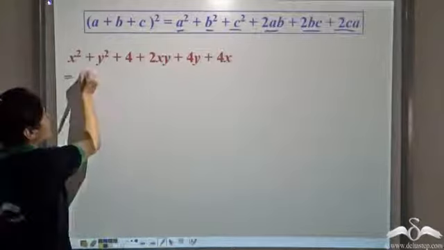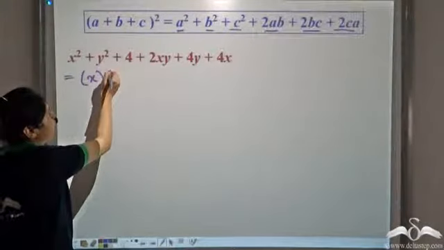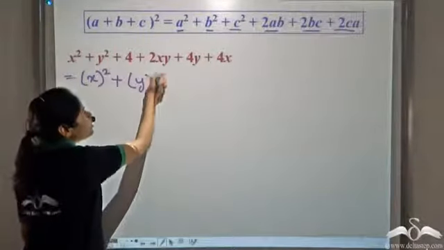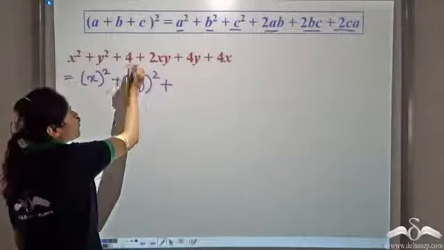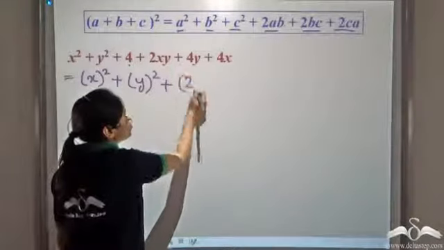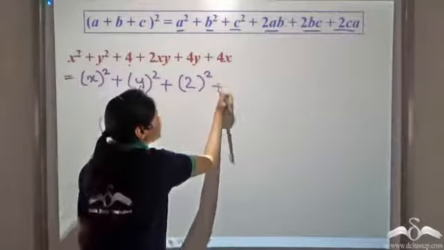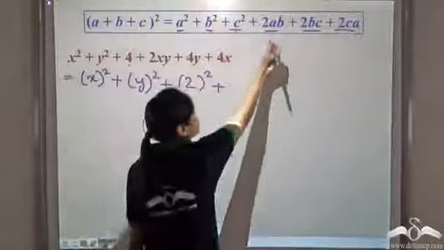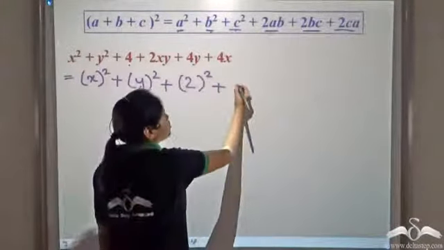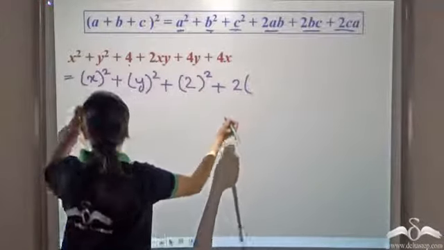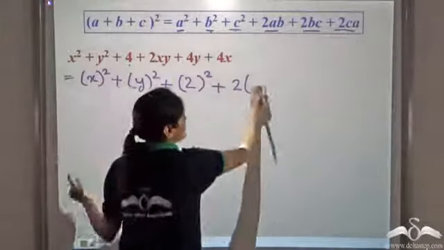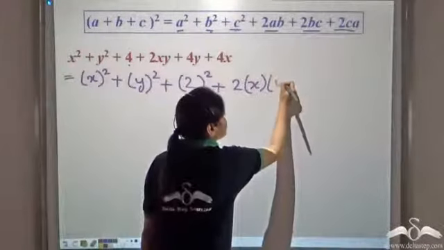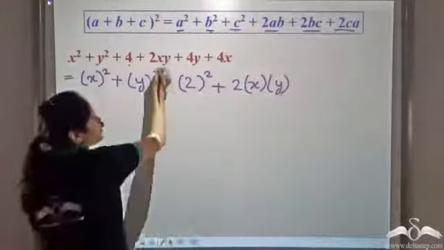x square can be written as x whole square. y square can be written as y whole square. 4 can be written as 2 whole square. So we have a square, b square, c square. Now 2 into a into b. So 2 into a is x, x into b is y, 2xy, which is what we have here.